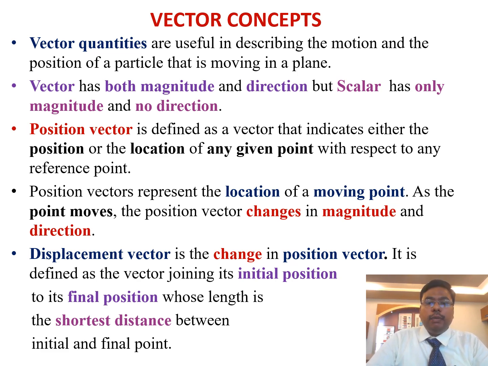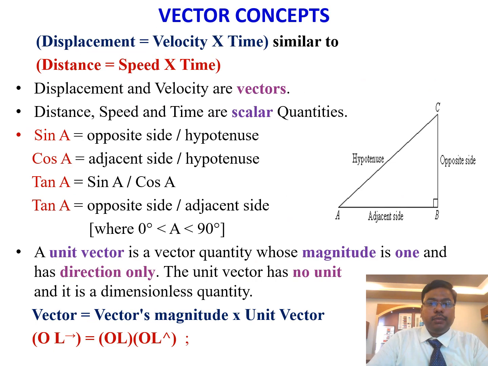The position vector represents the location of a moving point. As the point moves, the position vector changes in magnitude and direction. A displacement vector is the change in position vector. It is defined as a vector joining its initial position to its final position, whose length is the shortest distance between the initial and final point.